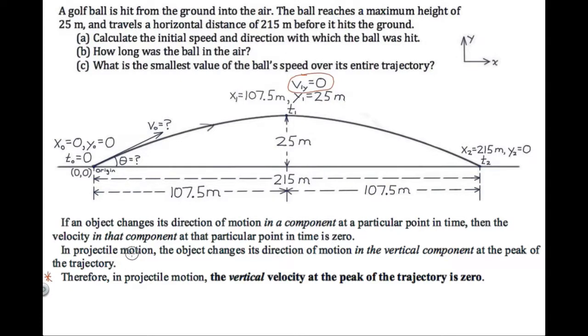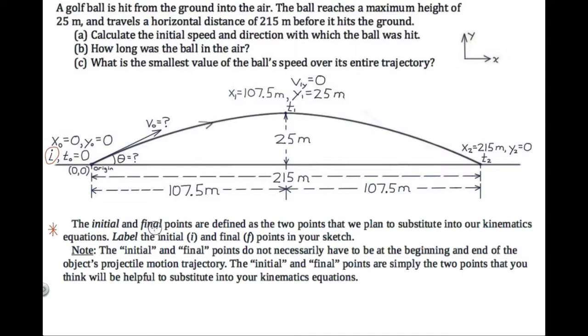Well, in projectile motion, the object changes its direction of motion in the vertical component at the peak of the trajectory. So, in projectile motion, the vertical velocity at the peak of the trajectory is 0. Since we're treating the peak of the trajectory as one of the key points in time for this problem, we should build this information about the vertical velocity into the sketch, like so.